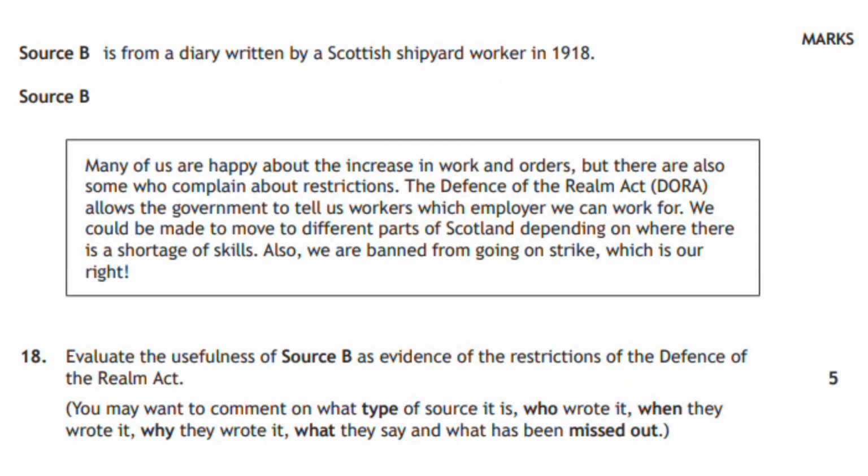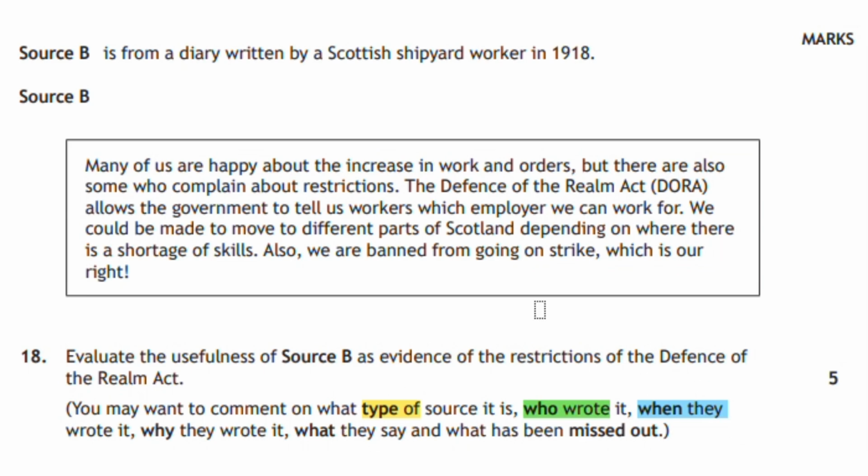Hello, so here we have the evaluate the usefulness question, and here it gives us a good hint at the bottom about what we want to do. So we've got source B here, but before we read it, you want to remind yourself of what you're doing. So we may want to comment on the type of source, who wrote it and when it was written, why this person wrote it, what they say, and what has been missed out.